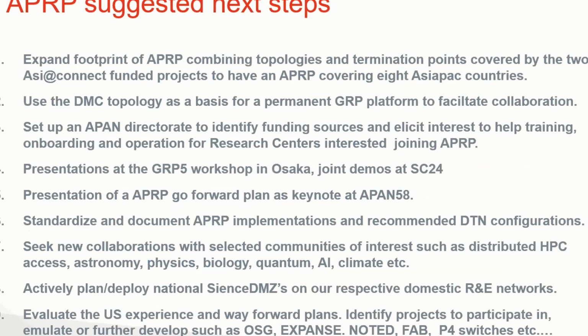Now, to conclude, the APRP suggested next steps: expand the footprint, use the DMC topology as a basis for a permanent GRP platform. In fact, that permanent GRP platform is also being discussed in SciNet. There are also some who would like to have the SciNet becoming more permanent. It would be less expensive to build, for one, and would also have trials on a more regular basis.